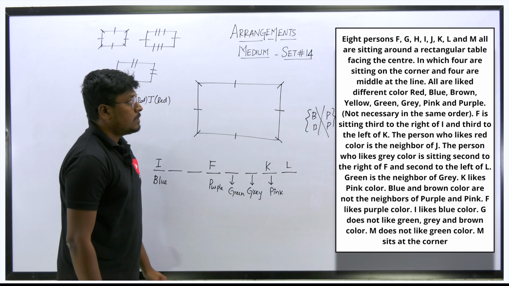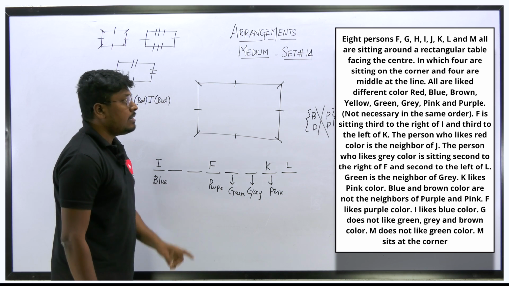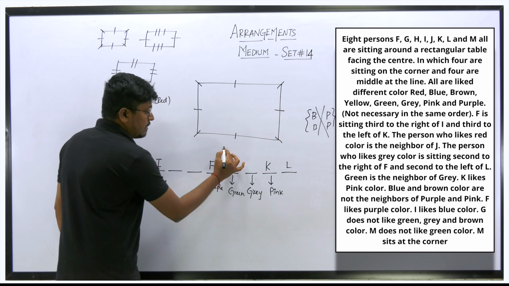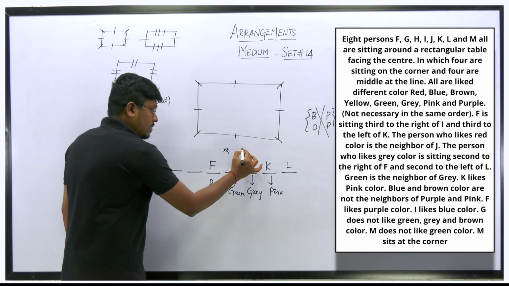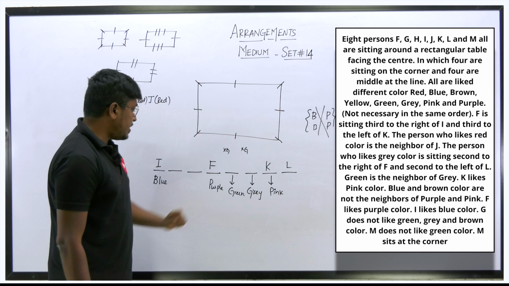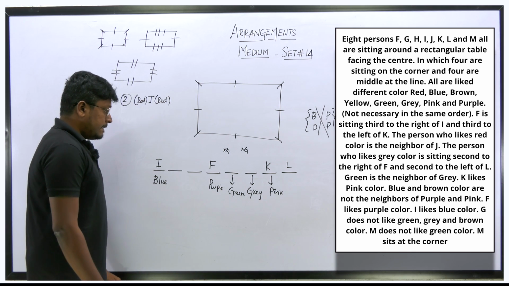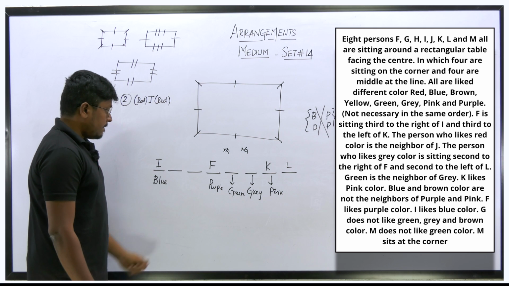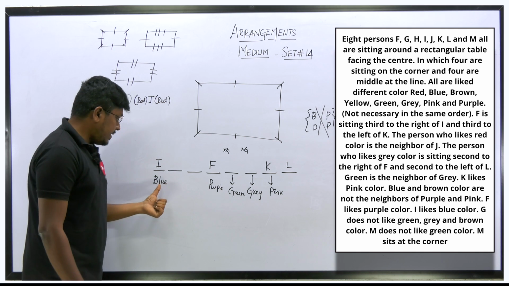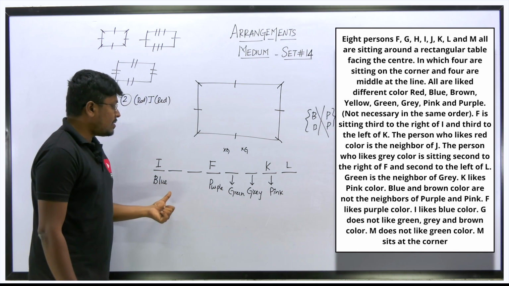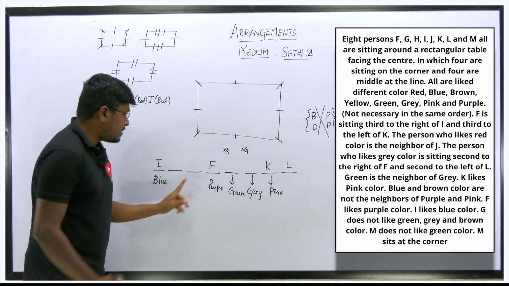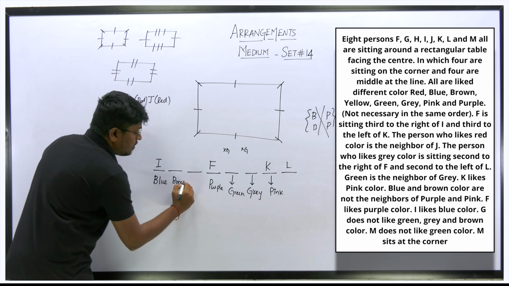So next is G does not like green, gray and brown. So G does not like green. Okay, so this is not the place for G, because the person G does not like green, gray as well as brown color, right? And we know that we already fixed blue here. Just see, we already fixed blue here. We know that blue and brown are not immediate neighbors of purple and pink. So we can't fix brown here. Similarly, we can't fix brown here. So the only chance is that brown should be fixed here.